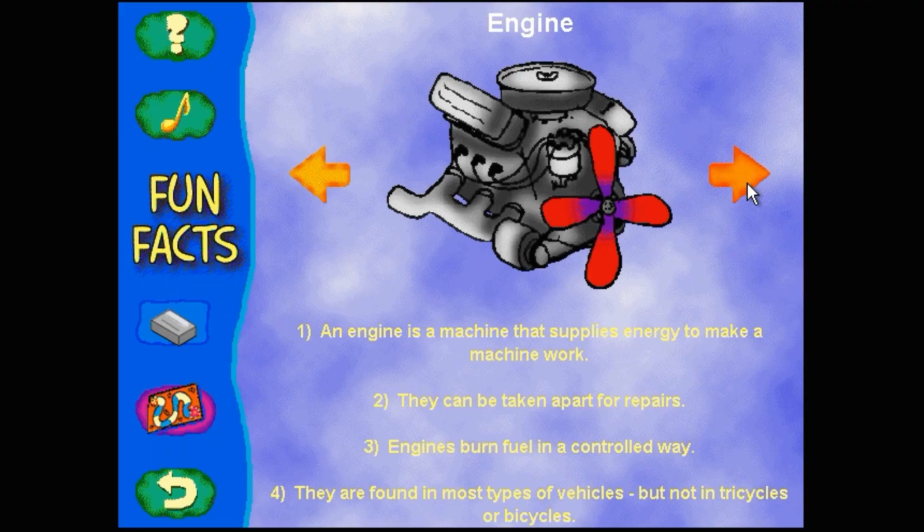Engine. An engine is a machine that supplies energy to make a machine work. They can be taken apart for repairs. Engines burn fuel in a controlled way. They are found in most types of vehicles, but not in tricycles or bicycles.